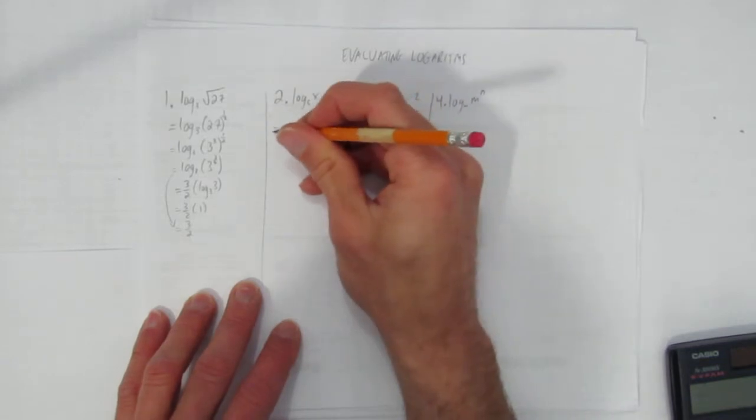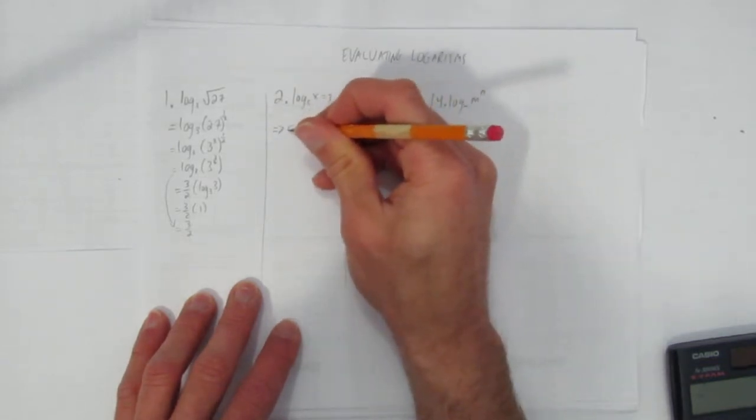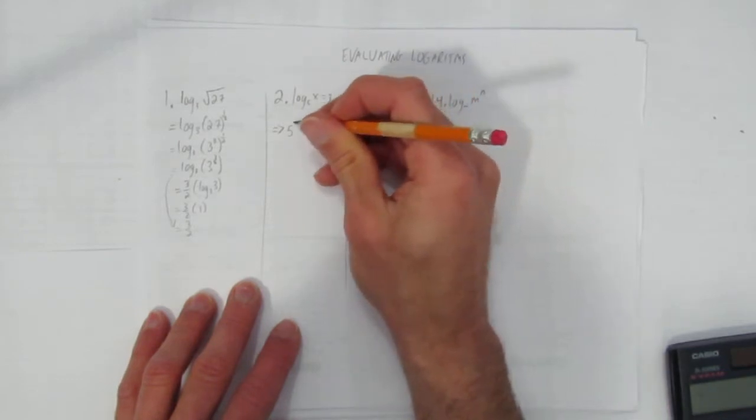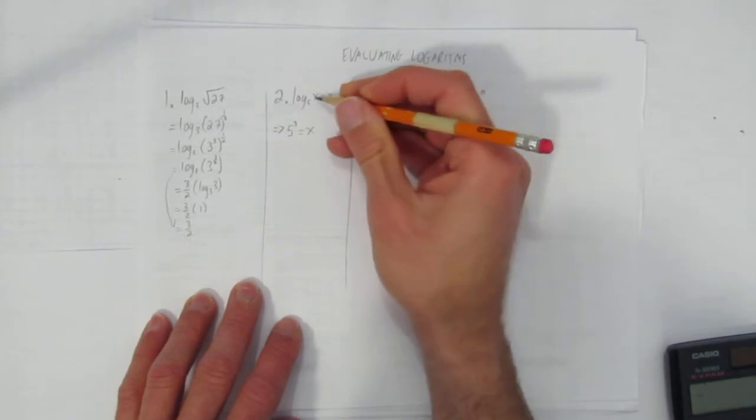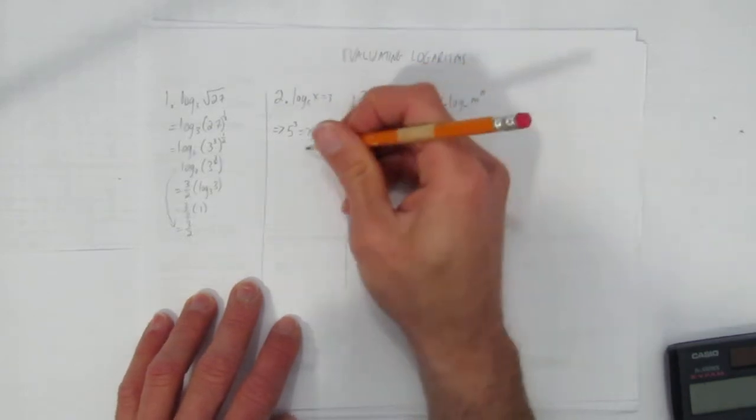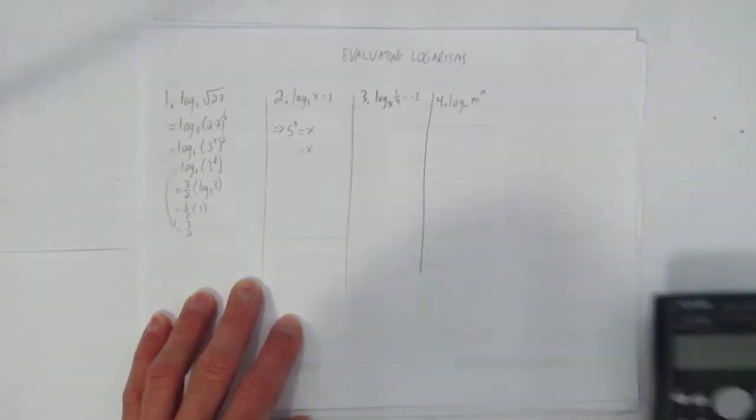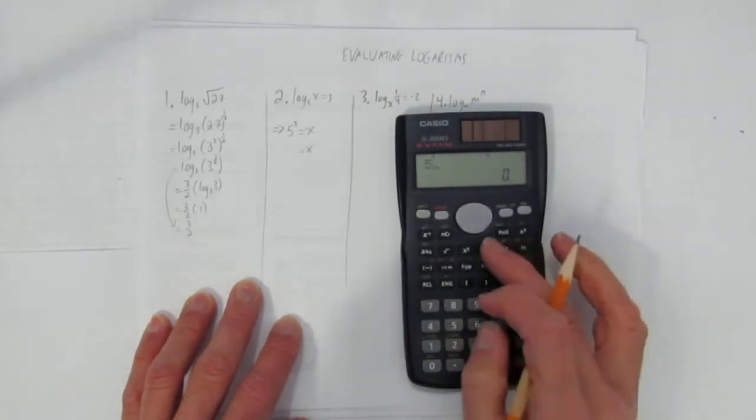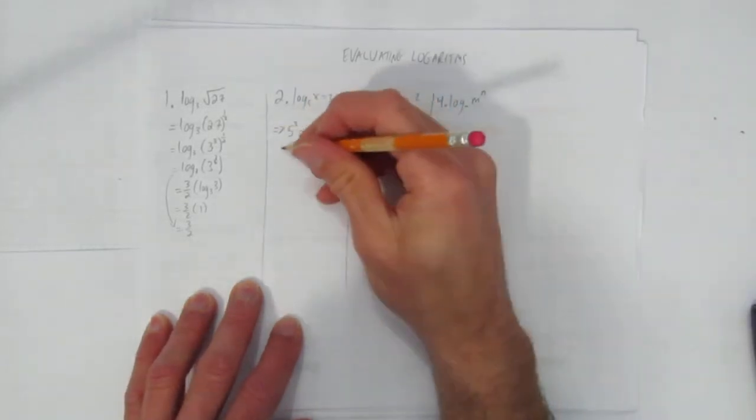Question 2 says log base 5 of x equals 3. I'm going to convert this to an exponential to solve it. The base is 5. The exponent is 3. And the answer is x. That's how you convert logarithms to exponentials. And now it's a piece of cake. What's x equal? 5 to the power of 3. You can pull out your calculator, but some of us can do it in our heads. No judgments. 5 to the power of 3, you get 125.